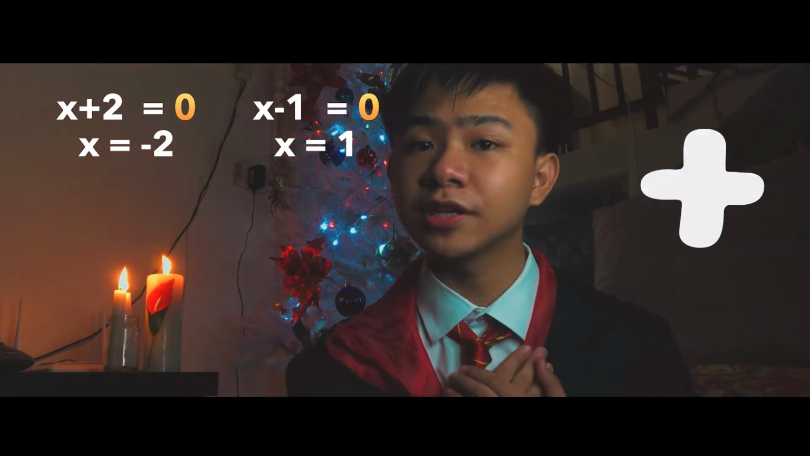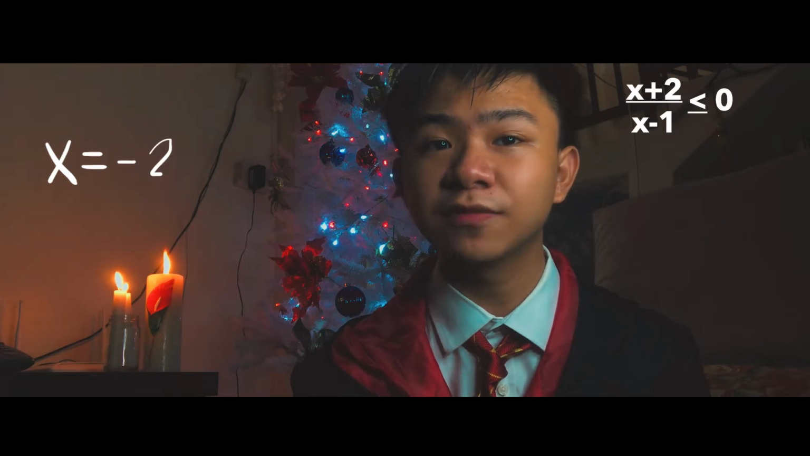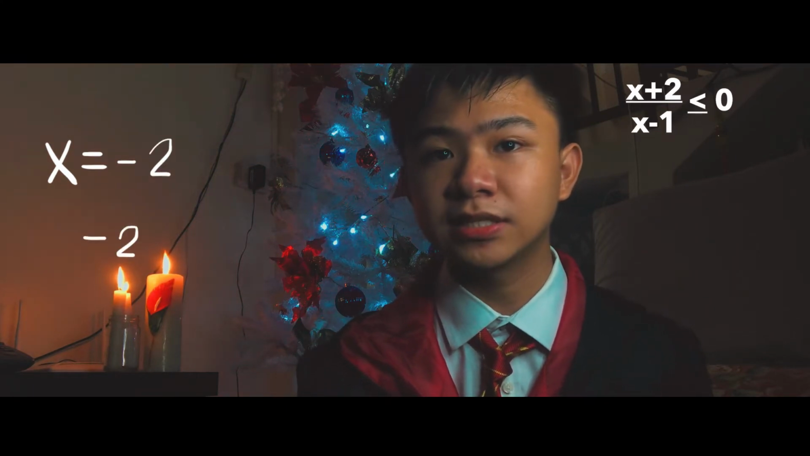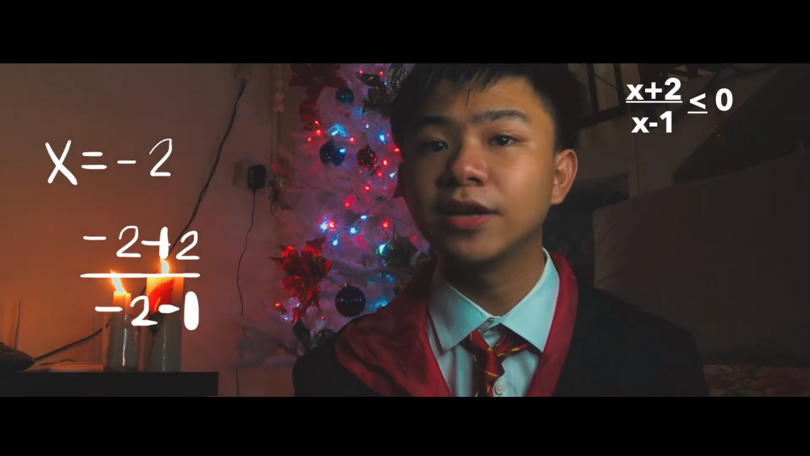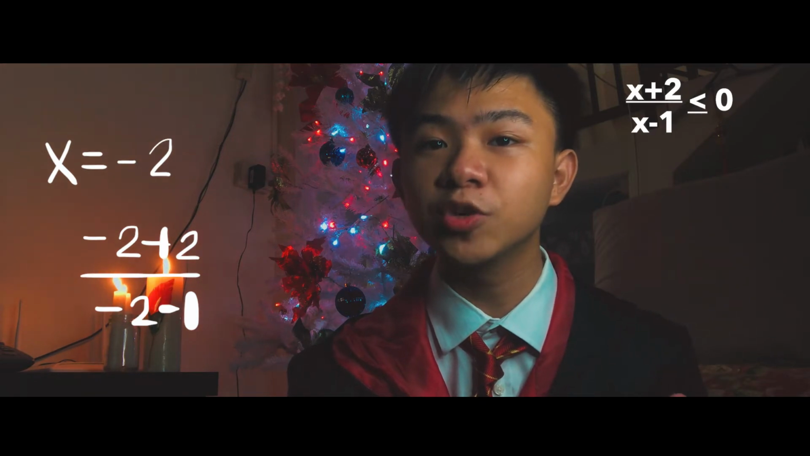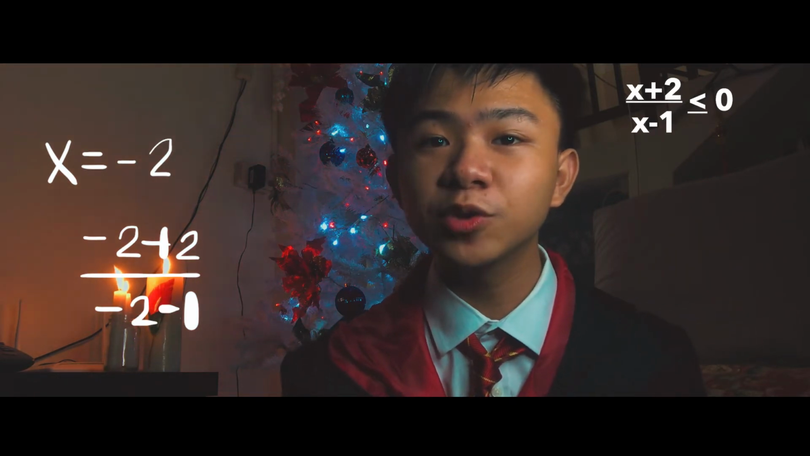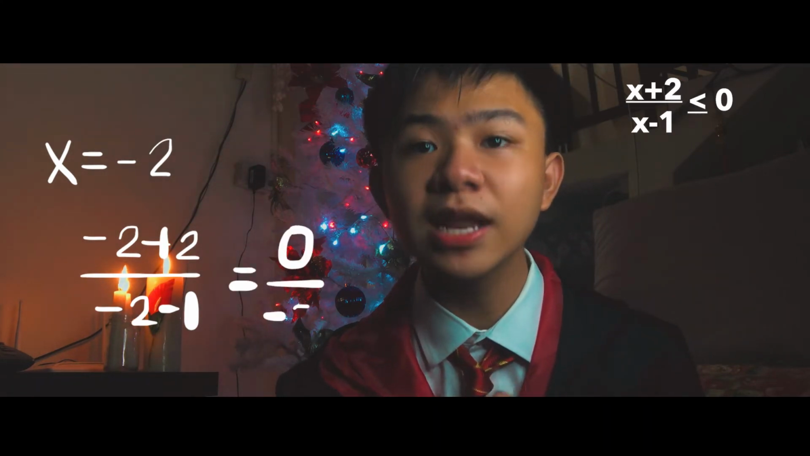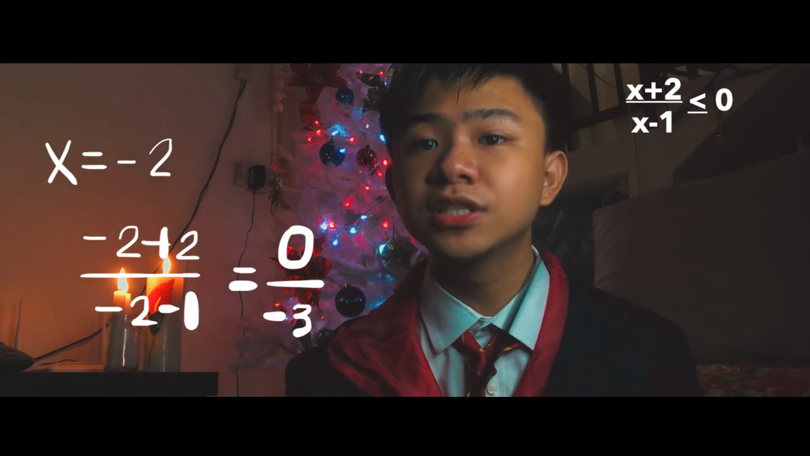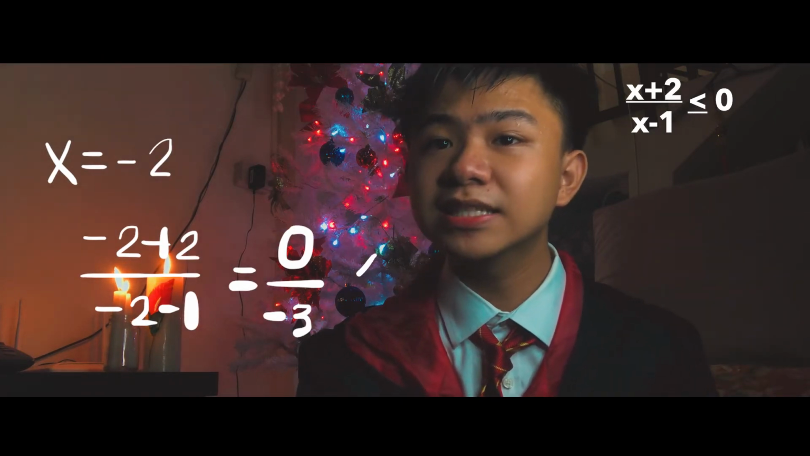Now that we have our critical values, we are going to do the thing called test point. To determine the test point, we substitute both of our critical values into our equation. First is x = -2. Substitute it to all the x's. It will become (-2 + 2)/(-2 - 1). Now let us answer both the numerator and the denominator. Negative 2 plus positive 2 is equal to 0. Then negative 2 minus 1 is equal to negative 3. 0 over negative 3 is less than or equal to 0.